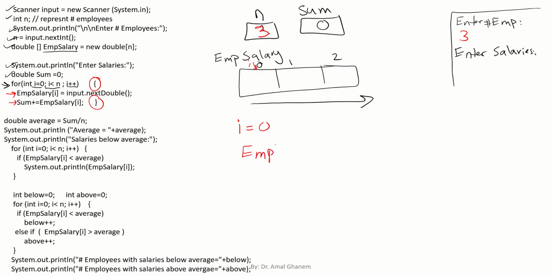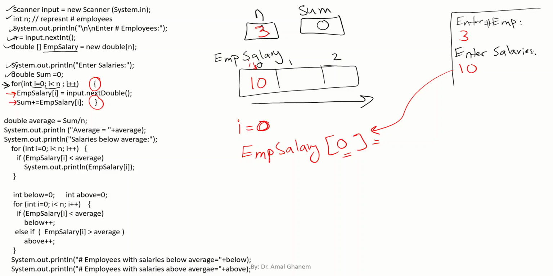I have employeeSalary at location i. Currently, the value of i is 0, so I'm saying location 0 equals: go to the keyboard and get me the value. So if the user mentioned that the first input is 10, I have to take this 10 and save it in location 0. So 10 will be saved in location 0.